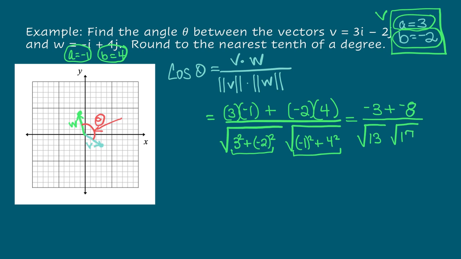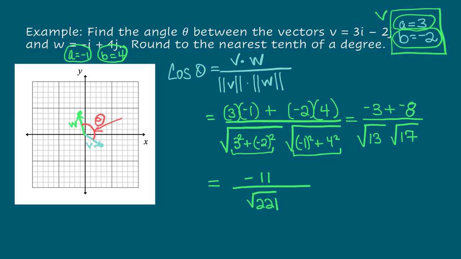So I haven't taken the square root yet. These don't have perfect squares, and I'm not going to take the square root even if it were a perfect square. I want to go ahead and multiply those together. So on top, -3 plus -8 gives me -11. On the bottom, I'm going to have the square root of 221. So I'm almost done.